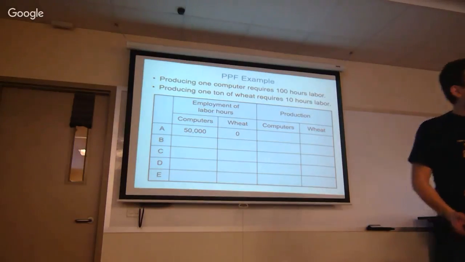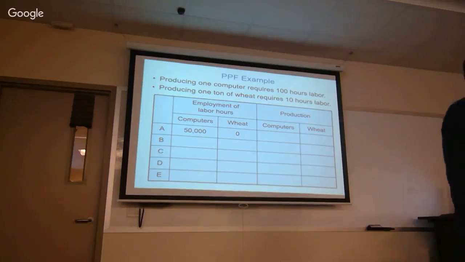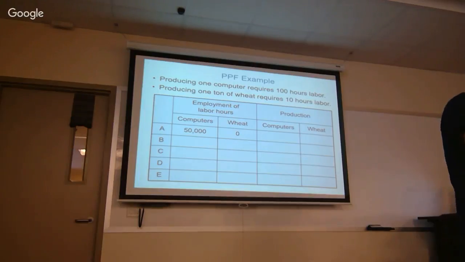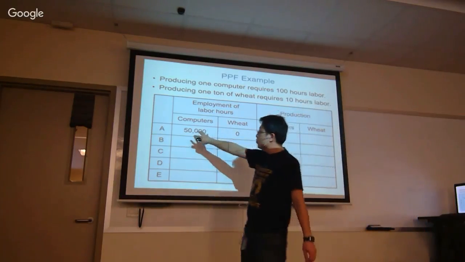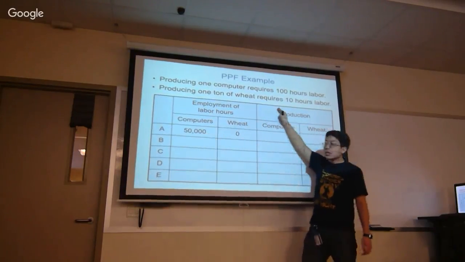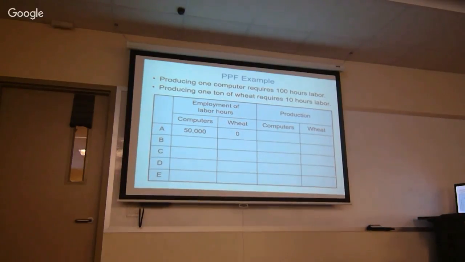For the first combination, we're going to put 50,000 hours in production for computers, and 0 hours in the production for wheat. So guys, if that happens, how many computers are we going to have? 500. How'd you get 500? Well, I just divided the hours by the number of hours that you need to make one. Very good. We have a total of 50,000 hours for computers, every computer takes 100 hours, so 50,000 divided by 100, you have 500 computers. Now, how many pounds of wheat are we going to have? Zero, because you don't spend any time on it. Of course, you don't have any wheat.